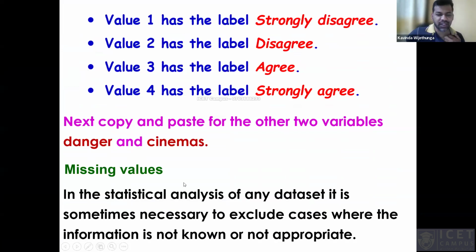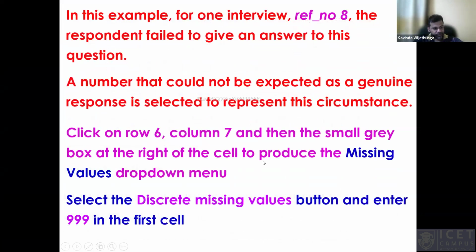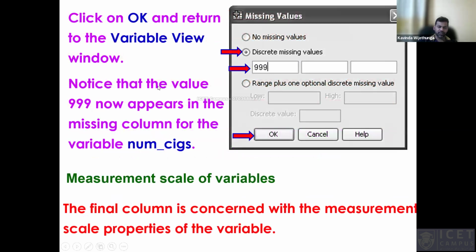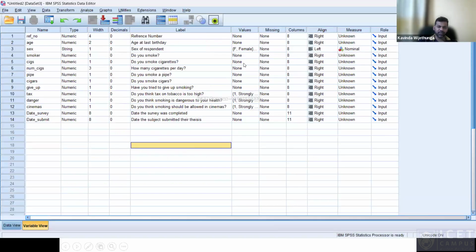Missing values. In statistical analysis, it is sometimes necessary to exclude cases where the information is not appropriate. In this example, for the interview with reference number 8, the respondent failed to give an answer to the questions. If there are missing values, we can use a discrete missing value like 999. So we can go for number of six.